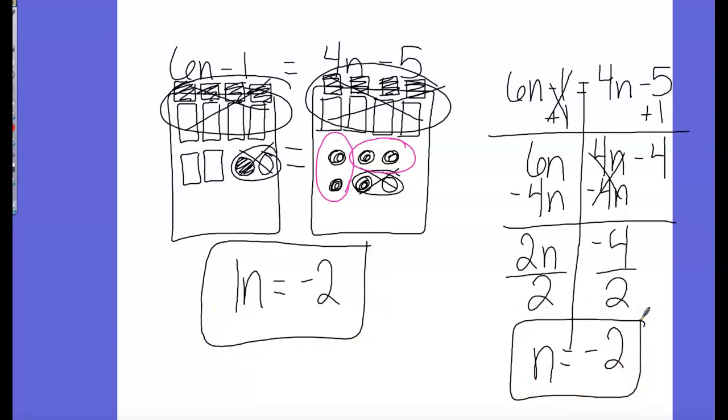Okay, so it's important that you guys know 1n is the same as just n, right? Because you only have 1 n there, therefore that's the same as just n, because 1 times anything is just that. Questions on this part?